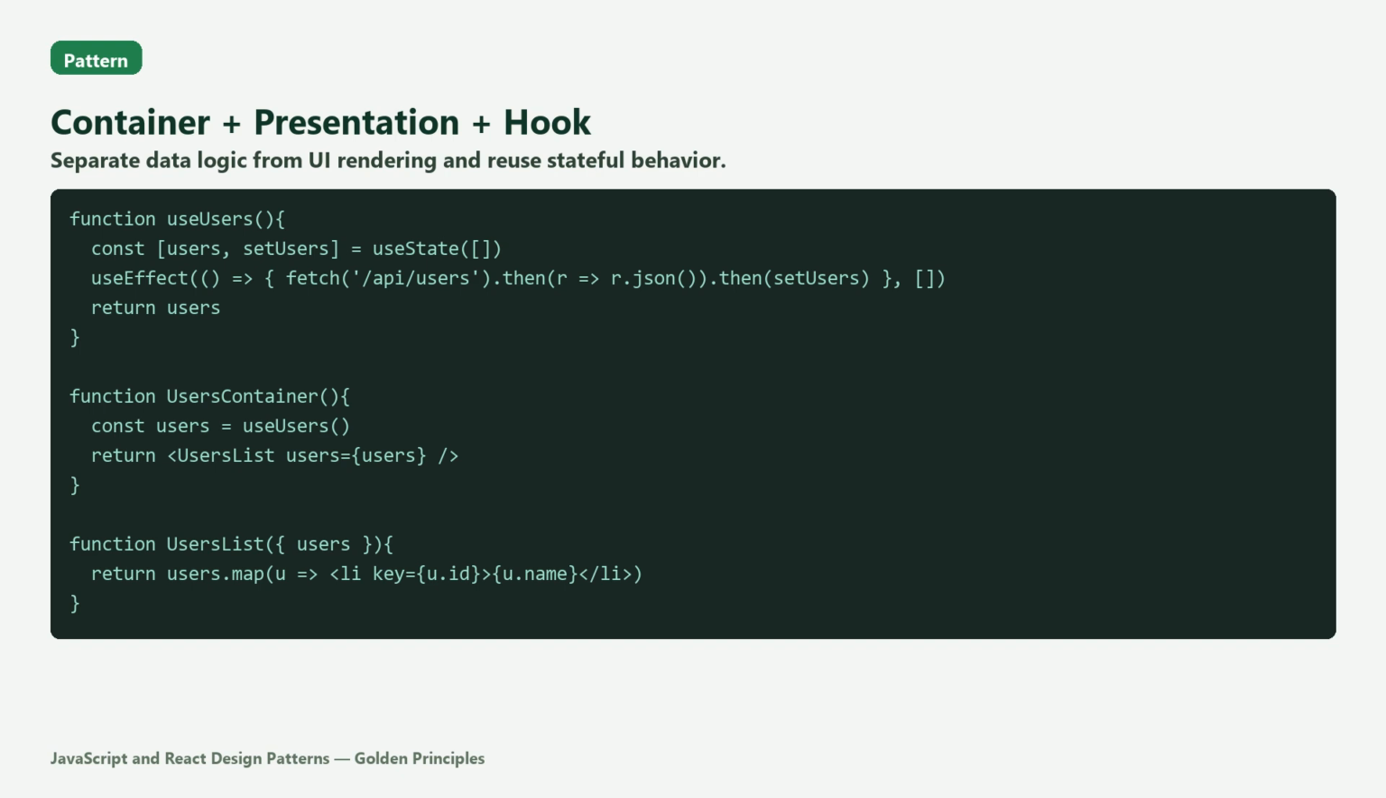Here is a practical anchor. The hook handles stateful behavior and side effects. The container coordinates data flow. The presentational component focuses only on rendering. This separation improves testability and keeps refactors cheap. Teams move faster when business logic and UI are not tangled in a single component file.